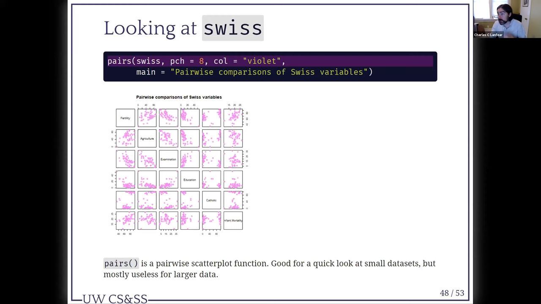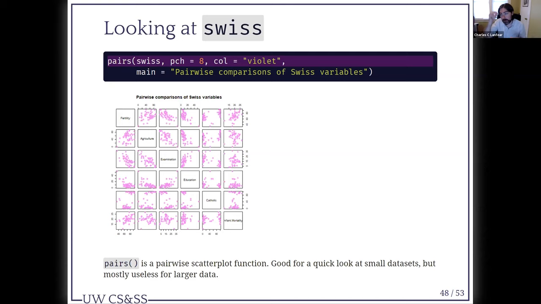So here's a function that's a useful base R function. This is a function that generates pairwise scatter plots. This is a common exploratory data analysis thing people will do when they encounter a new data set, if it's not a really big data set. If you've got like 10,000 observations, this is almost inevitably a useless tool. But for small data sets like this, it lets you quickly see relationships.